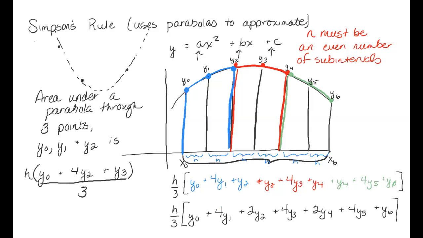Oh my gosh, this thing is behaving badly. All right, good enough. So there's my area formula for Simpson's rule with 6 subintervals.